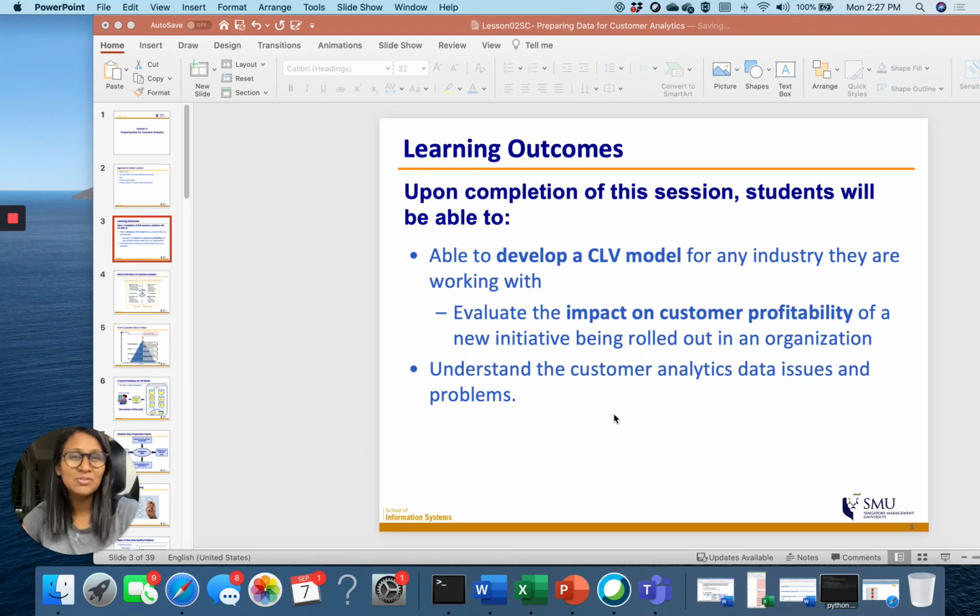Hello, everyone. In the last session, we discussed the customer lifetime value model, and we also saw a great example of how that CLV model can be used as a tool to measure the impact of a new initiative and hence make a decision whether the organization wants to go ahead with it or not.